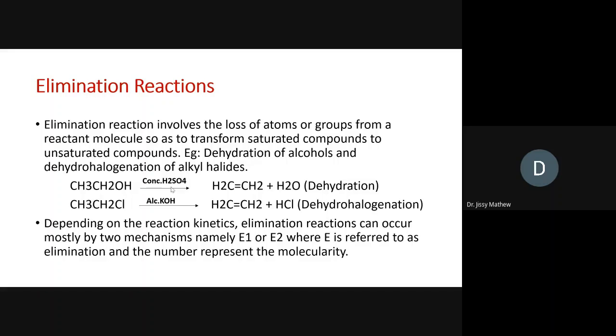When alcohols are treated with dehydrating agents like concentrated sulfuric acid, a molecule of water is eliminated and we get an olefin. Similarly, when alkyl halides are treated with alcoholic KOH, a molecule of HCl is eliminated and we get an olefin, and this reaction is known as dehydrohalogenation. Depending on the reaction kinetics, elimination reactions can occur mostly by two mechanisms, namely E1 or E2.